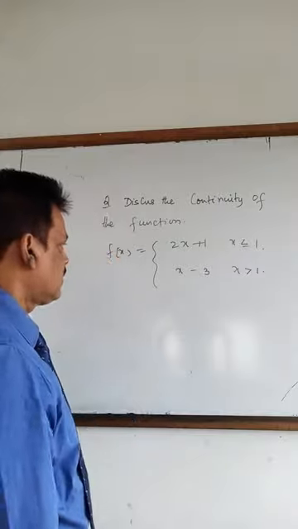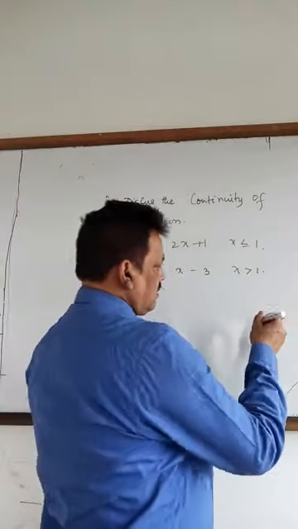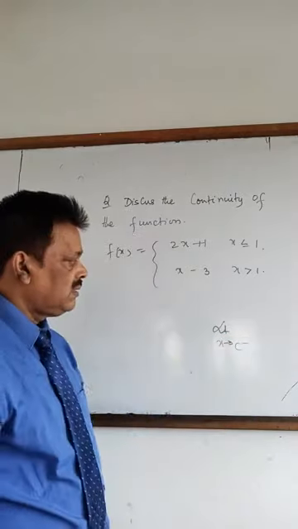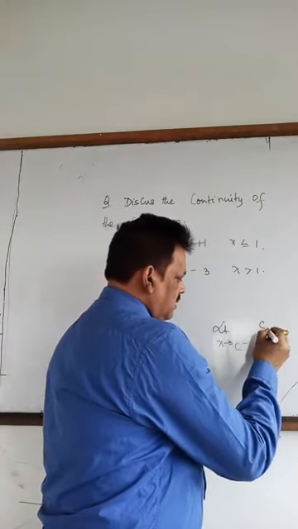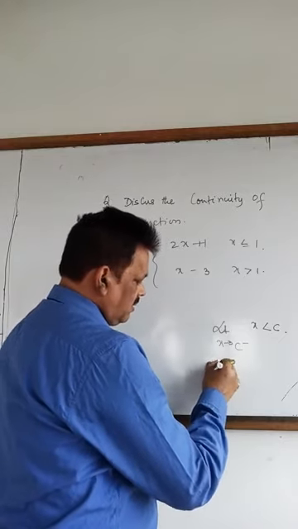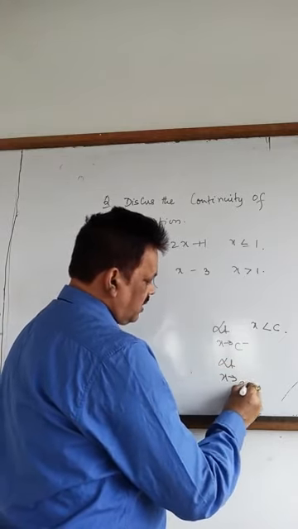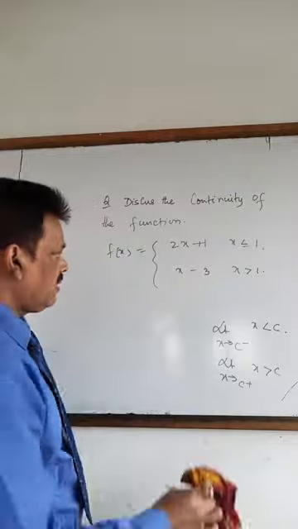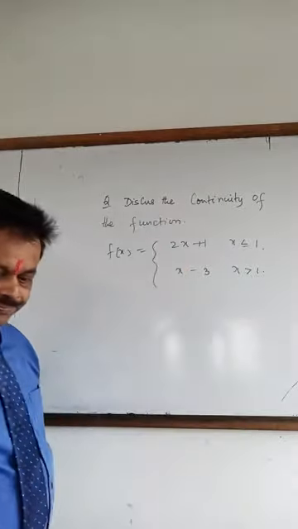Okay, let's take it. Look at here, when I say limit x tends to c minus, that means you are writing x is less than c. When I say limit x tends to c plus, you write x is greater than c. That means here x is less than 1 means left hand limit, x is greater than 1 means right hand limit.